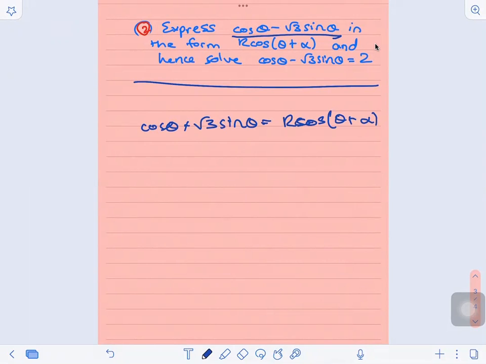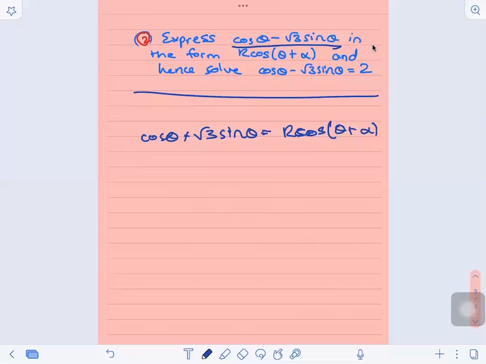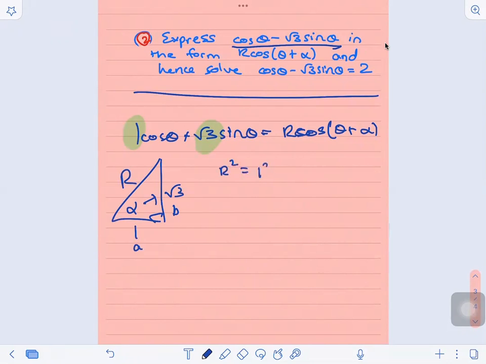Okay, so that means if you draw up your triangle, there's alpha, your adjacent is the one in front of the cos, and your opposite is the root 3. So that's 1, opposite is root 3, that's your A, and that's your B, that's your R. So R squared is 1 squared plus root 3 squared, which is 4. So R is root 4, which is 2.